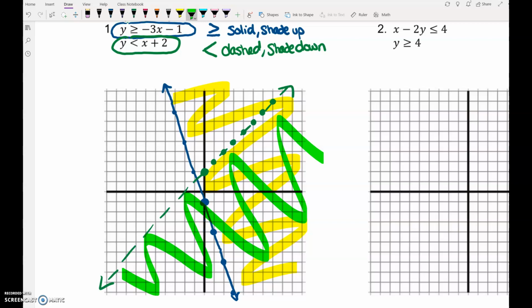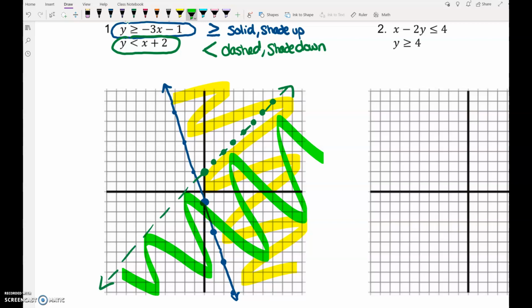Where on this graph is it now double shaded? Top, left, bottom, or right? Right. So on EdSite, you will need to shade in just that one area as your final answer.